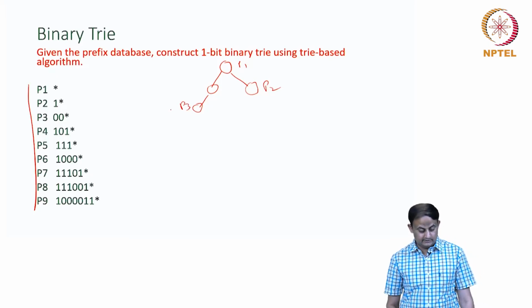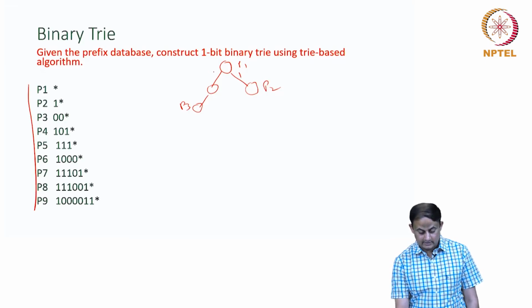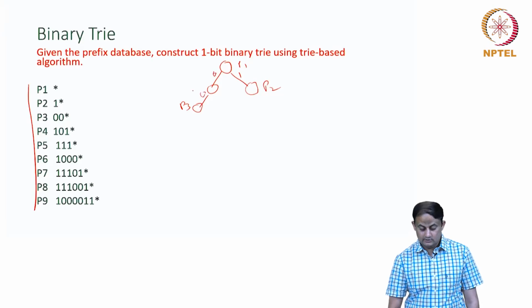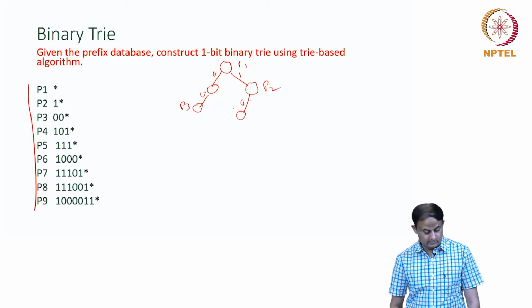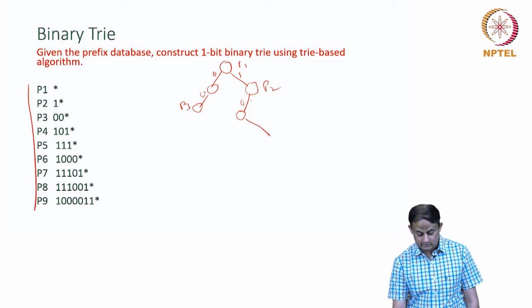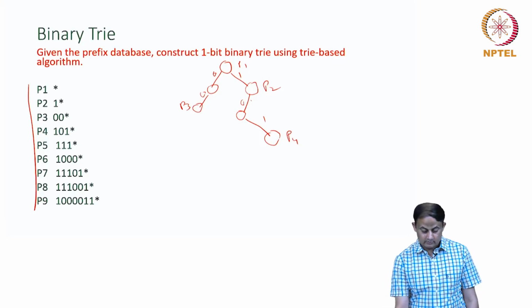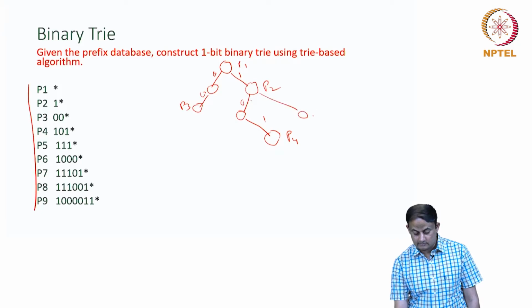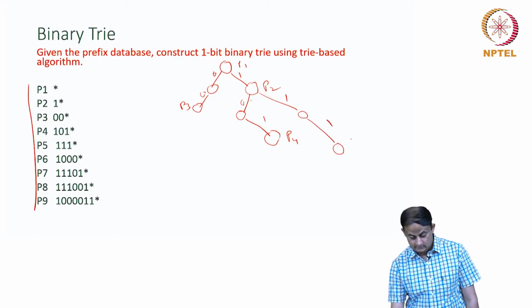This is my P3, and P4 is 1 0 1. The 1 I already have, then on a 0 I go to the left and have a node, and then on 1 star I go to the right, this is my P4. P5 is 111, where the first 1 is already taken care of. So, a node here for the second 1, followed by a third 1, this is my P5.